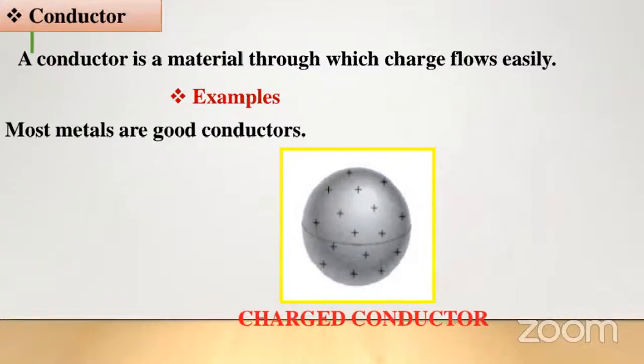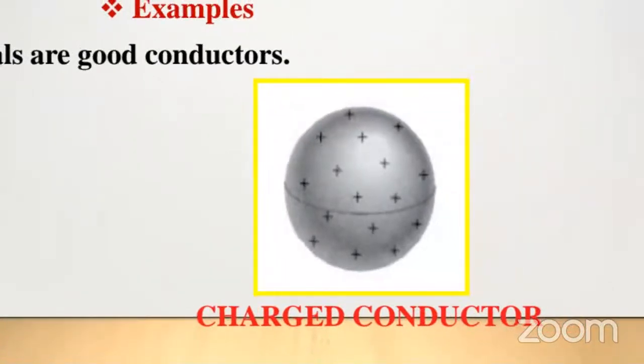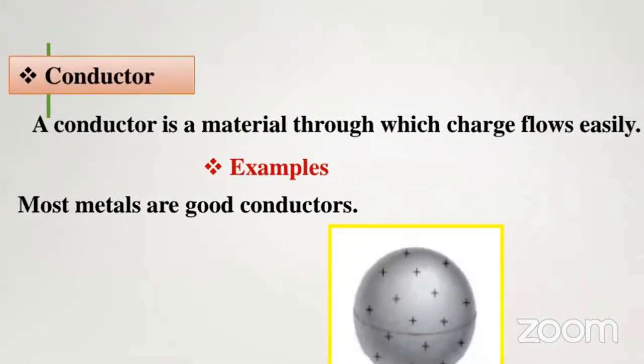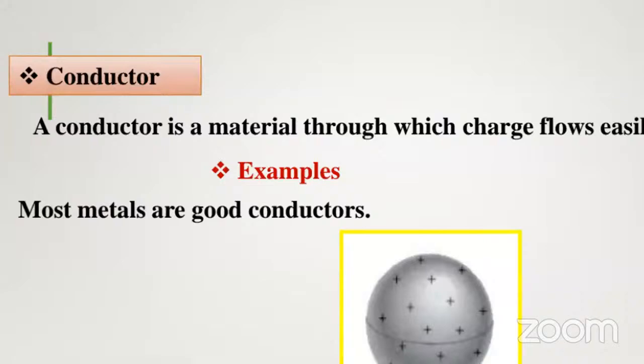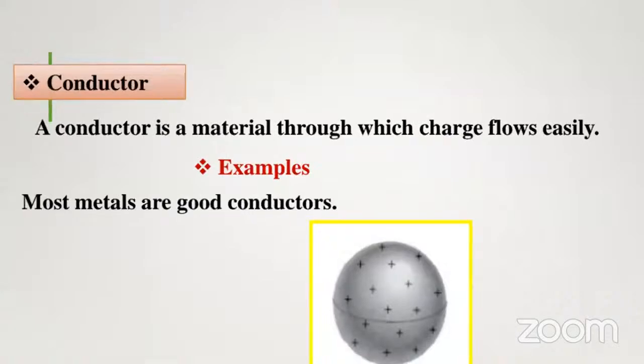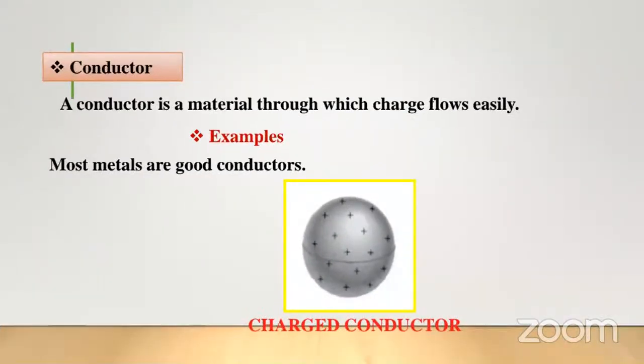So you can observe the diagram, charged conductor, and that means you can observe the unit charge like a positive charge. So the charged conductor you can observe. This is the best example of a conductor. So once again, the best example is that all metals are good conductors. That means the materials through which charge passes are called conductors. So this is the first one, conductor.